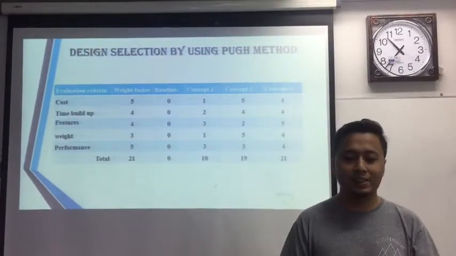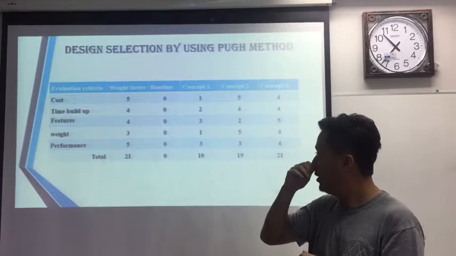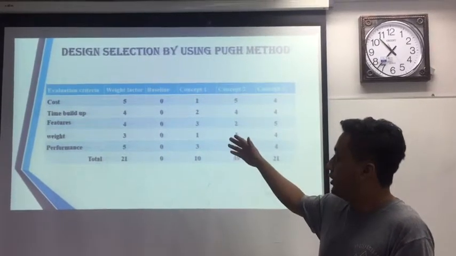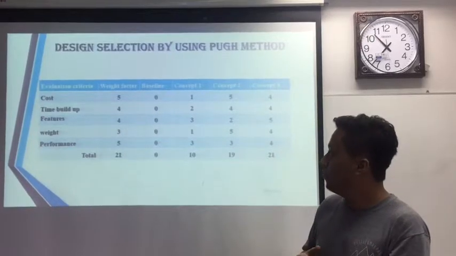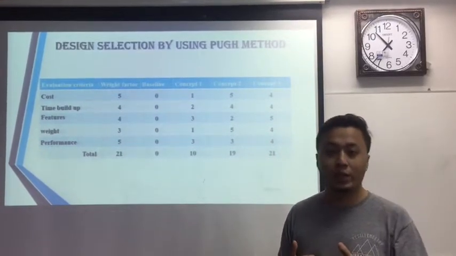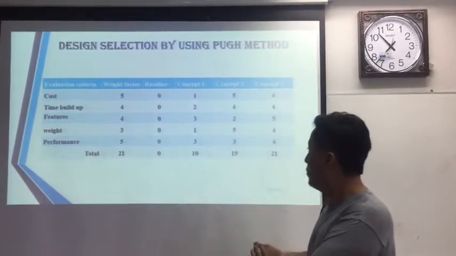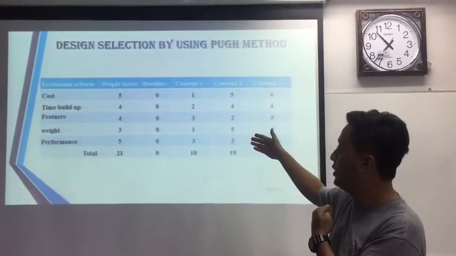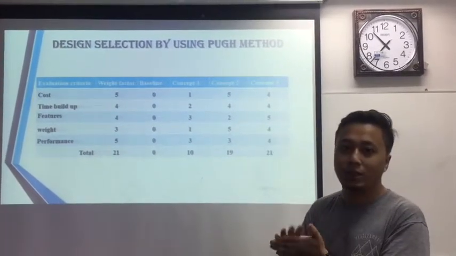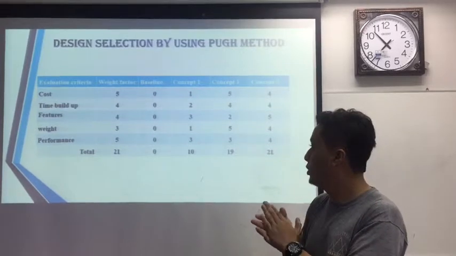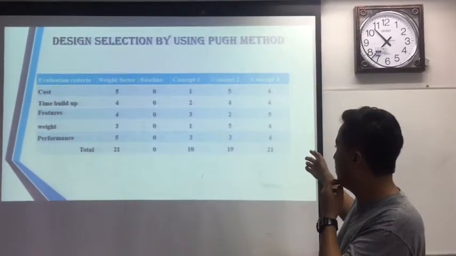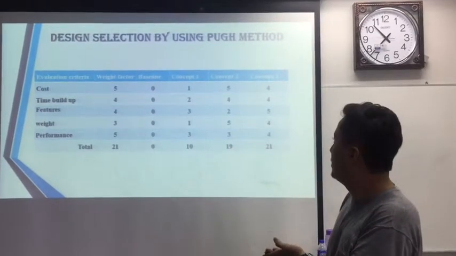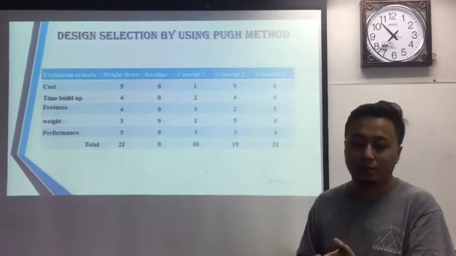For the design selection using the Pugh method, certain evaluation criteria have been set up, which are cost, time, build up, features, weight and performance. The weight factor scales from 1 to 5, where 1 is not important and 5 is most important. For this, we have chosen concept 3, with a total design selection score of 21.